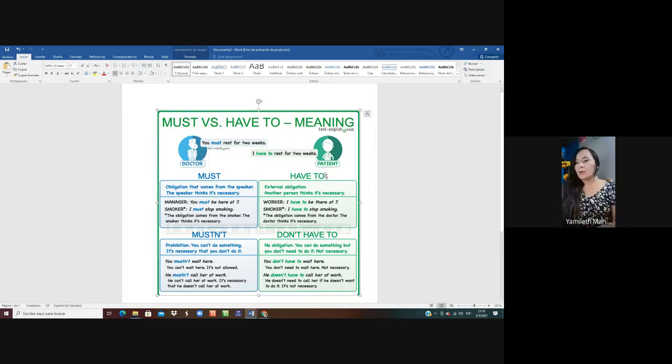Must. What about have to? This is an external obligation. Another person thinks it's necessary. The worker says, I have to be there at 7. What about the smoker? I have to stop smoking. The obligation comes from the doctor. The doctor thinks it's necessary. Well, mustn't. Mustn't is a prohibition.